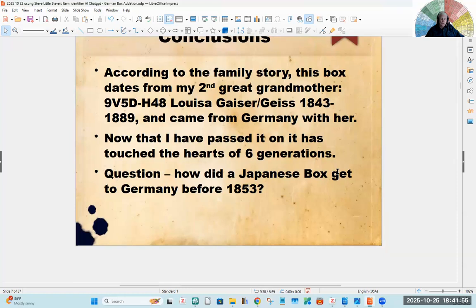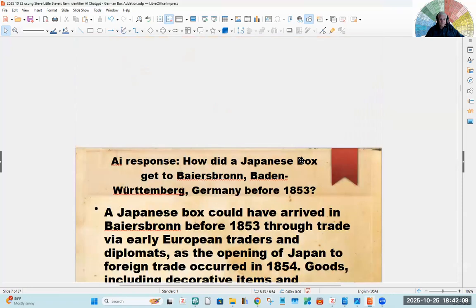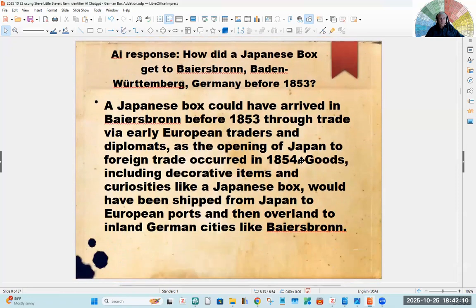And then how did the Japanese box get to Germany before 1853 was a question I had. You know this genealogy stuff. Every time you answer a question, you generate 10 more. And so I got one pretty strong one there. So I asked the AI, since we're in AI, how did a Japanese box get from this city in Baden-Württemberg, Germany, before 1853? Of course, it wasn't Germany at the time.